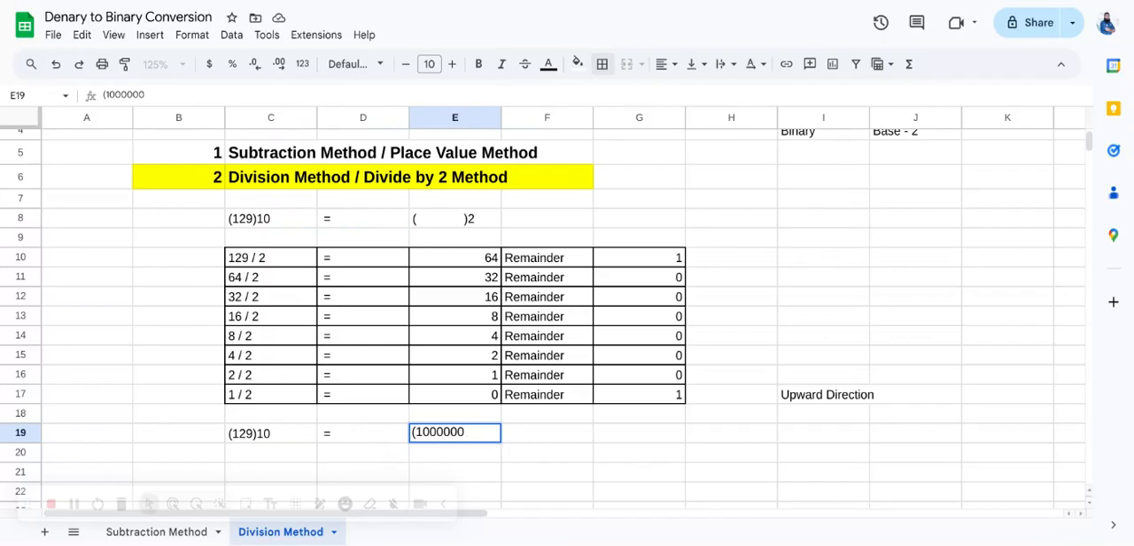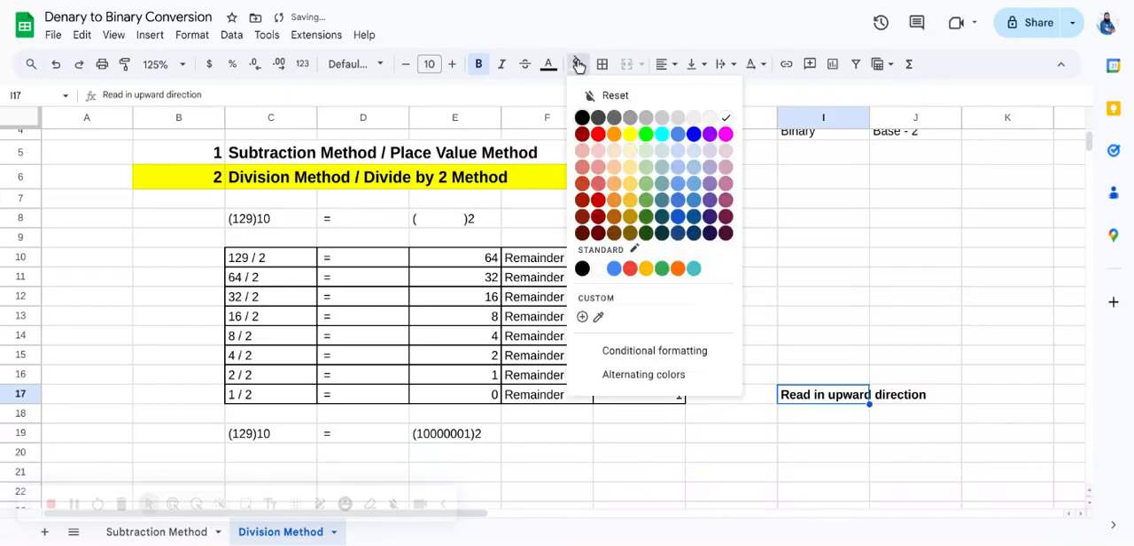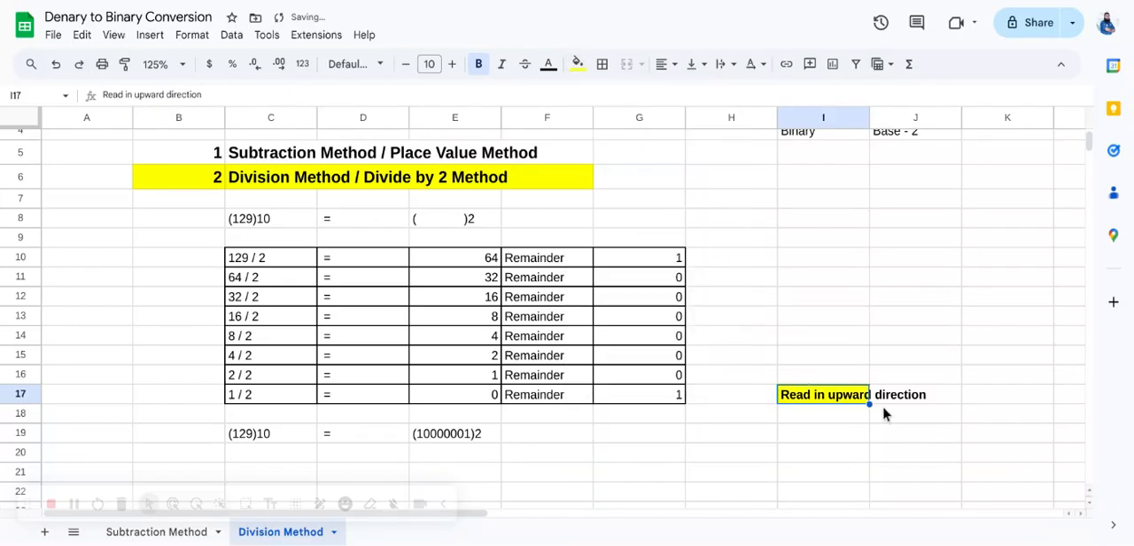So we got already 1 2 3 4 5 6 7, and this is 8, bracket close, this is binary number. So make sure this upward direction, okay, read in upward direction. I'm going to write it here, read in upward direction. So make sure you do not commit this mistake. This is very much important, and if you have written it wrongly, your whole question is going to be wrong, because that will give you a different binary number, not the same binary number for this.